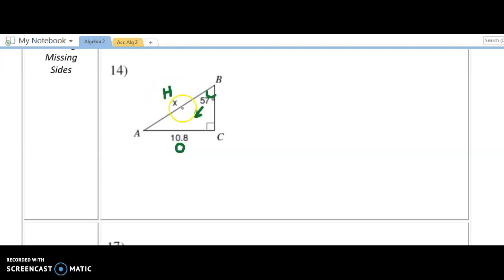So which trig function goes with opposite and hypotenuse? If you guessed sine, you'd be correct. So when we do SOH-CAH-TOA, that's your opposite and your hypotenuse. So we're going to do sine of our angle. So sine of 57 degrees equals opposite over hypotenuse, which would be 10.8 over x.